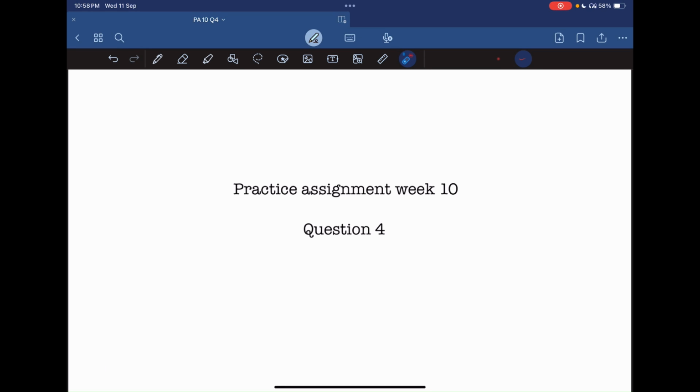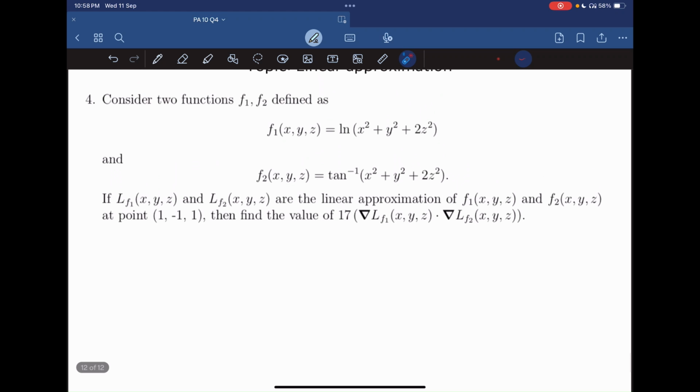Hello everyone. So let's now solve practice assignment week 10 question number 4. Consider two functions defined as follows. If LF1 and LF2 are the linear approximation of F1 and F2 at the point 1, minus 1 and 1, then find the value of 17 times LF1 gradient of LF1 times gradient of LF2.